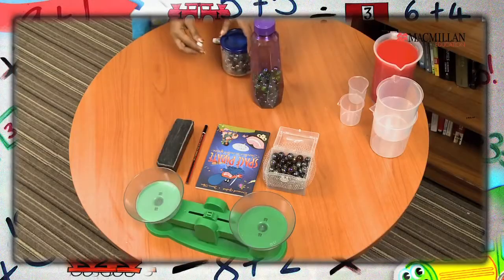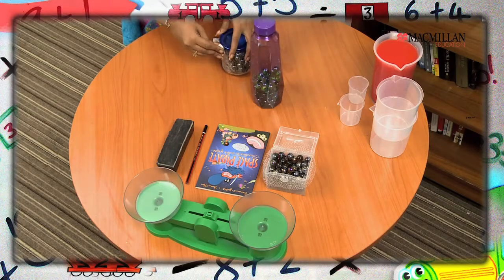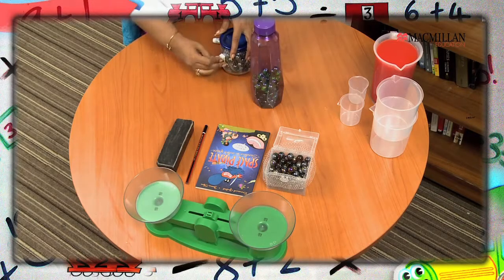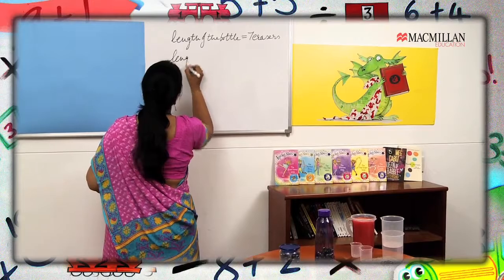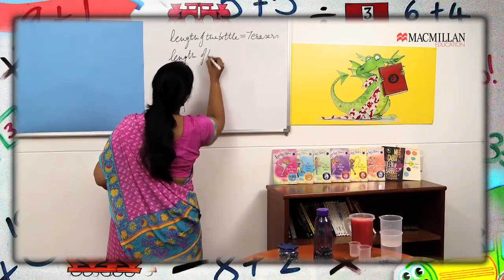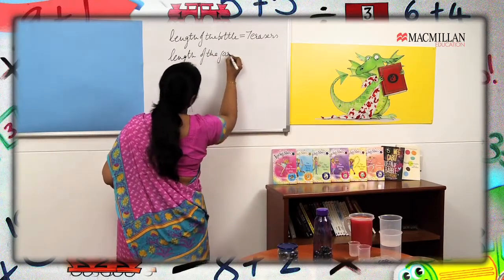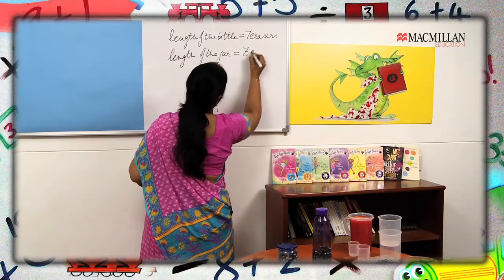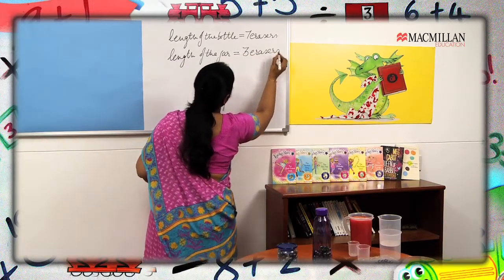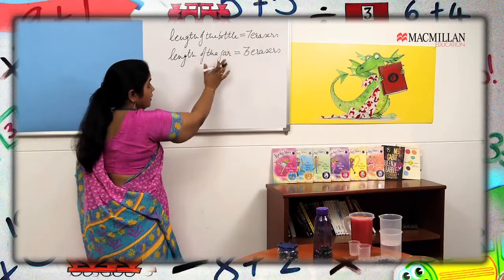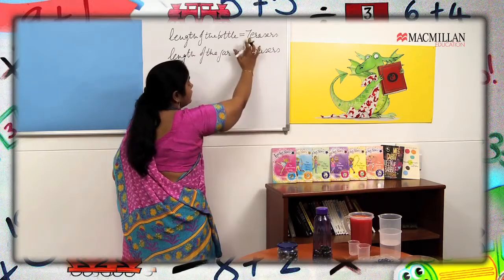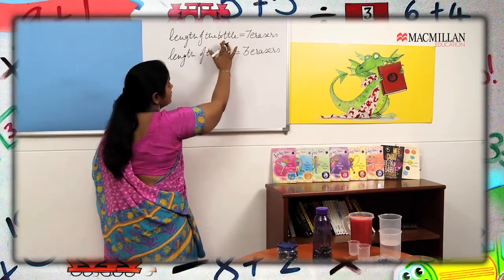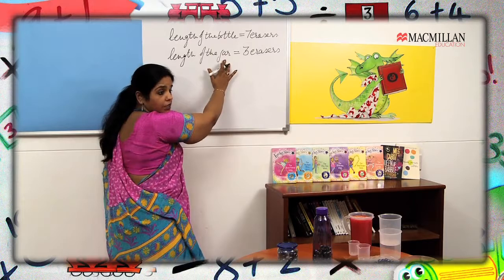Now let us take this jar and measure the length using this eraser again. 1, 2 and nearly 3. So the length of the jar is equal to 3 erasers. So when we measured the length of the bottle and the jar using the same eraser, we realized that the bottle is longer than the jar.